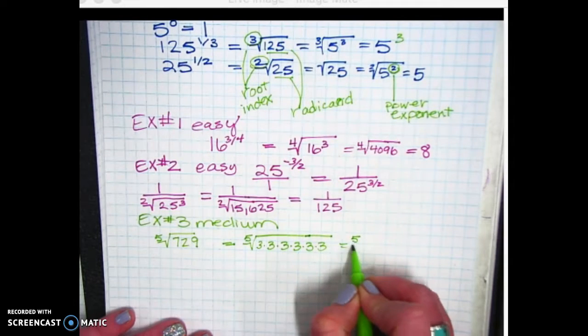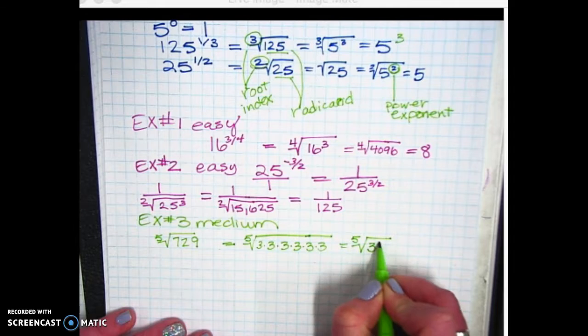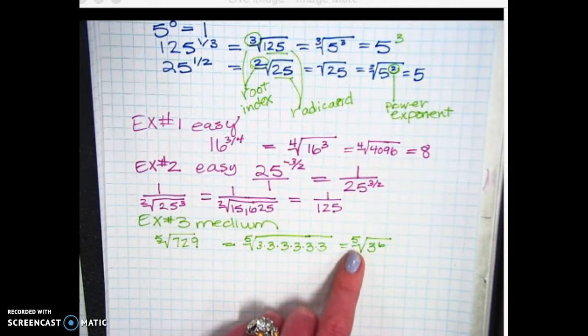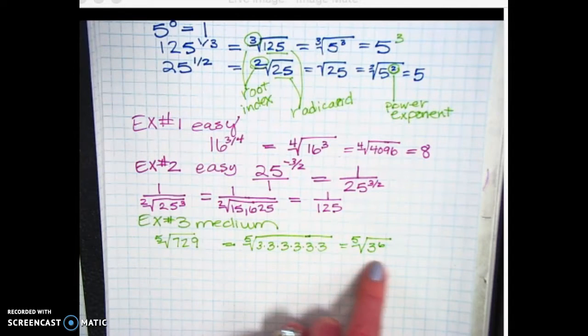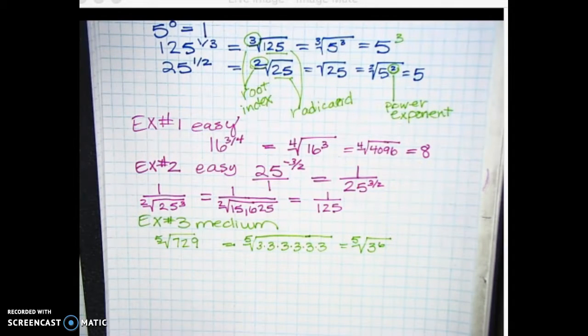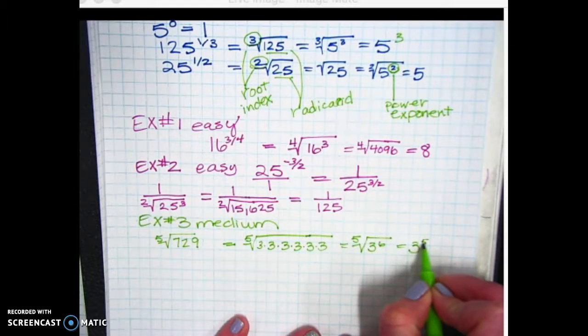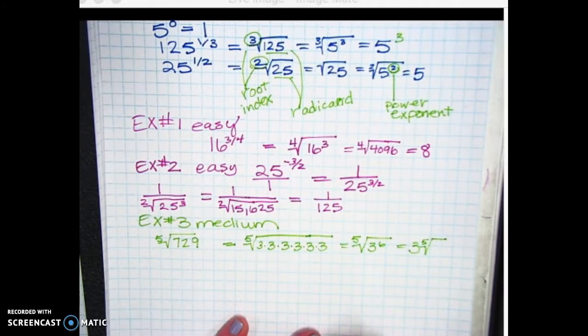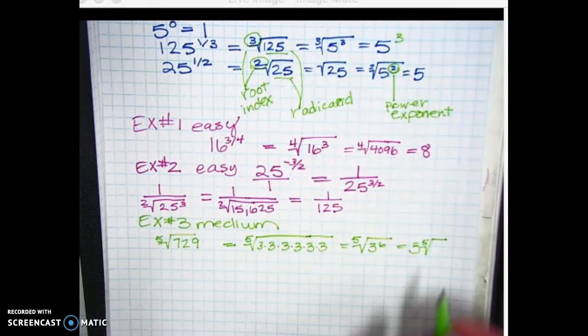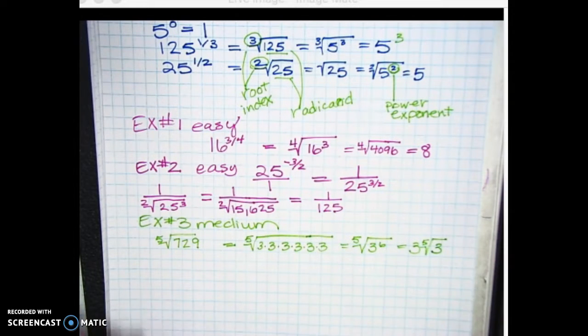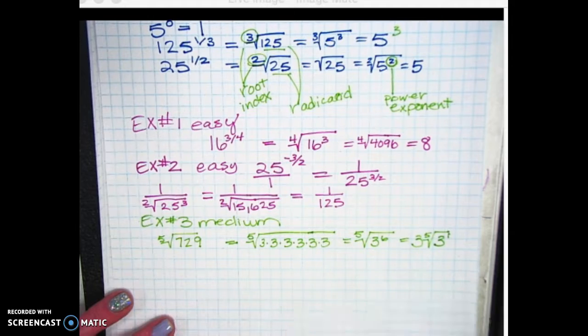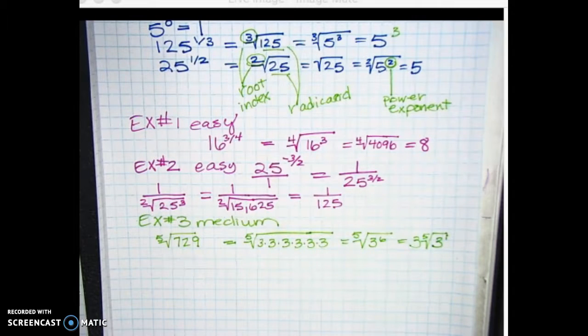Which is the fifth root of 3 to the 6th power, but we only want the 5th root. So we take out 3 to the 5th, and the 3 comes out front. And how many do I have left inside? Just 1. So we leave that 3 to the 1st under there. And you can write a 1 if you want, or you can just write 3. Okay?